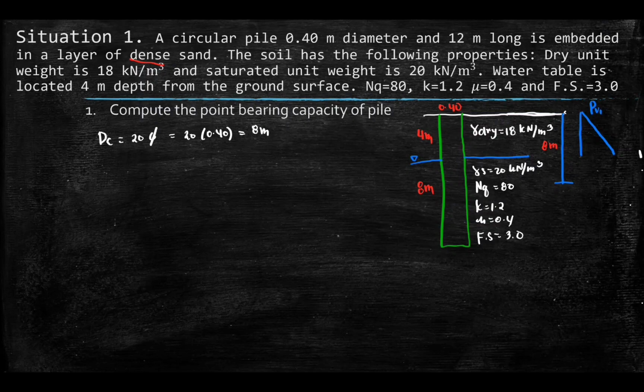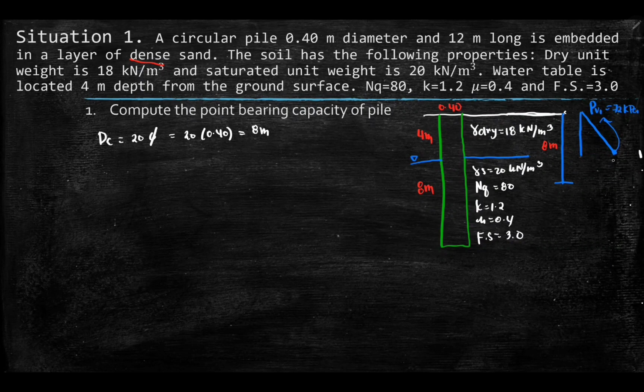So, in this layer it is just 18 times 4, so it is equal to 72 kilopascal. Okay? It is not there; it is below, this is part of it. That is the effective stress there. So, I did not write it anymore.